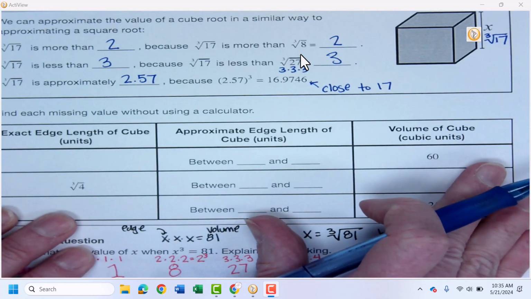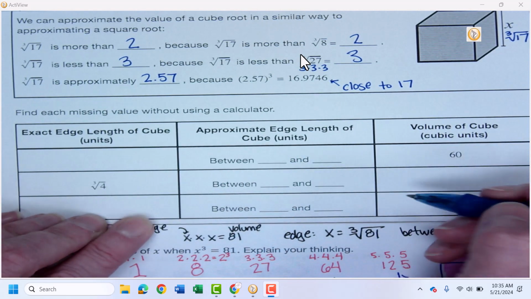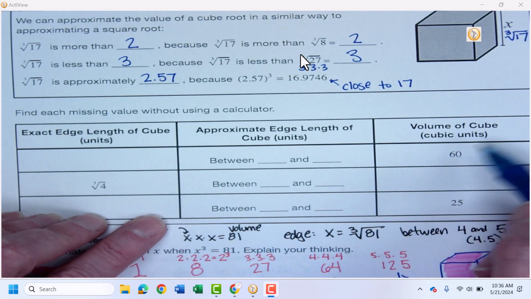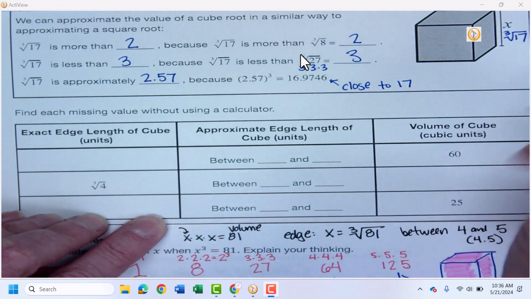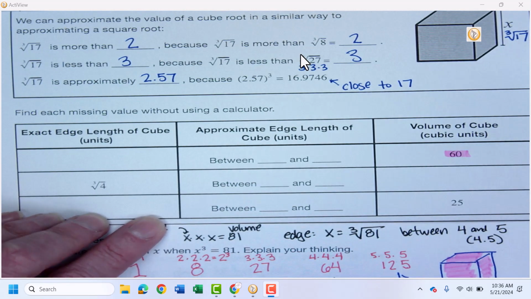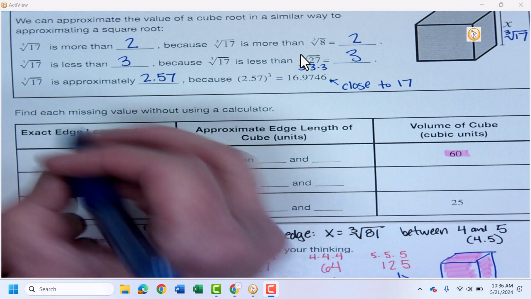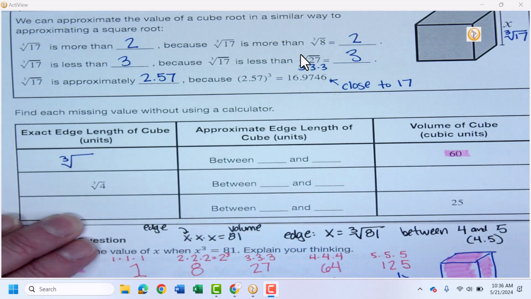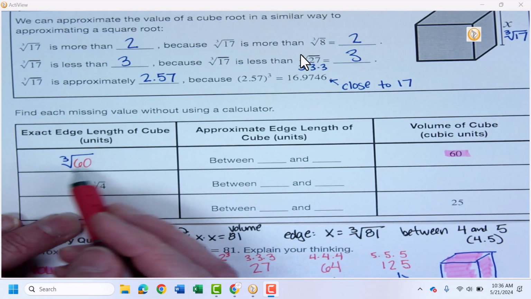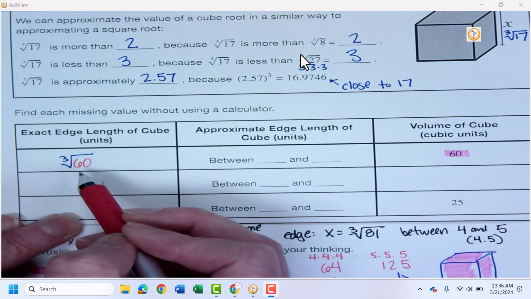So let's get used to using that notation for the exact edge length of a cube by looking at this table down here. And we'll get some more practice with our number line as well. So if I know the volume of a cube, down below I have that highlighted in pink, then the exact length of the edge of that cube is going to be the cube root of that volume. That represents the number that I can multiply by itself 3 times. This whole expression represents that number.